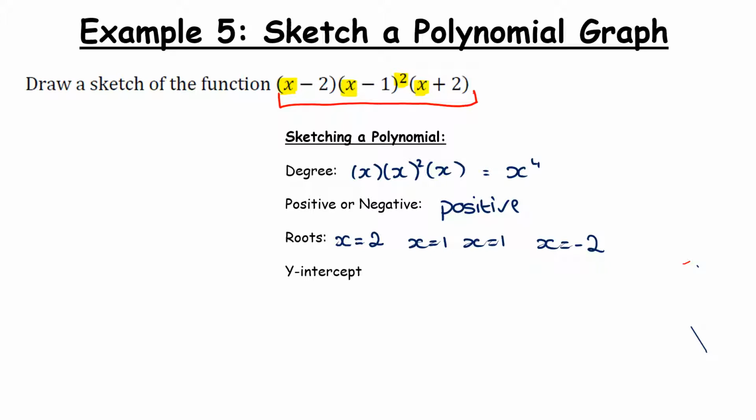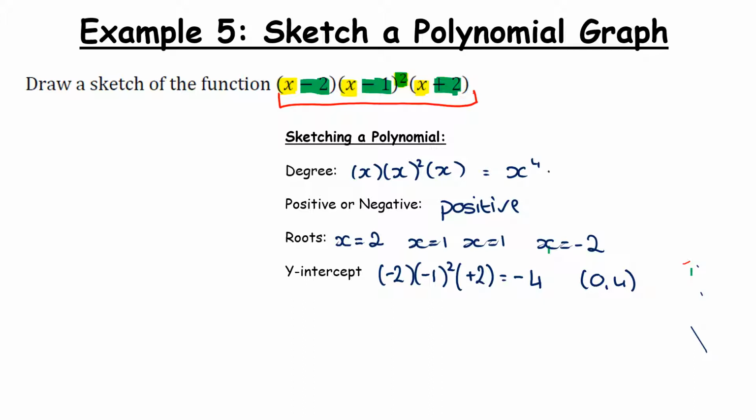Last thing I need is my y-intercept. So I'm going to focus in on my constants. So there's my constant, don't forget your power, and my constant. So I have a minus 2 times minus 1 squared times plus 2. That can all go into your calculator, and we should get a minus 4. So the point where we're going to cross the y-axis is 0, minus 4.